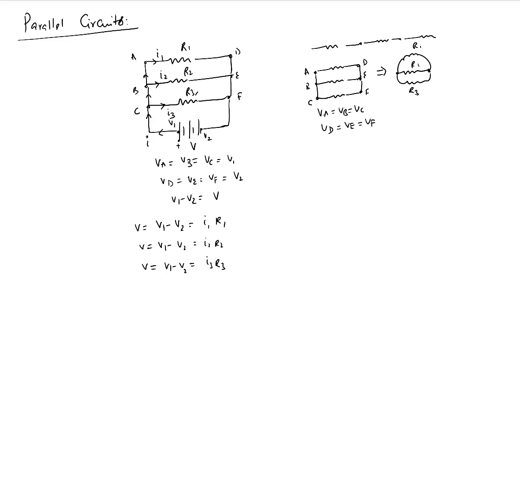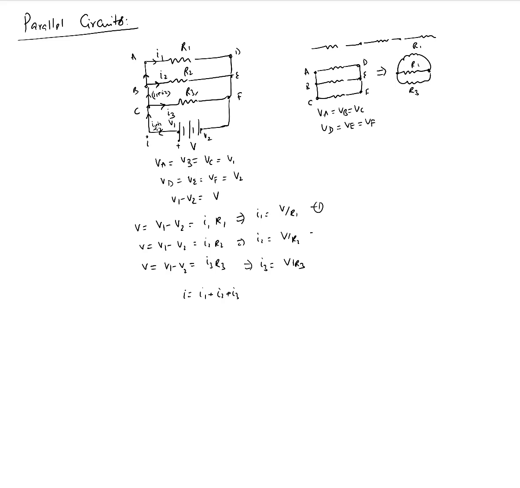So V is common to all of them. From this we can write I1 equal to V over R1. From this I can write I2 equal to V over R2. And from this I can write I3 equal to V over R3. If we wanted to know what the total current is, the total current coming from the source would be I1 plus I2 plus I3. Why is that? Because you have I3 going this way, I2 over here, and I1 over here. That means here it should be I1 plus I2, and here it should be I1 plus I2 plus I3, right? So that's the total current going through them.